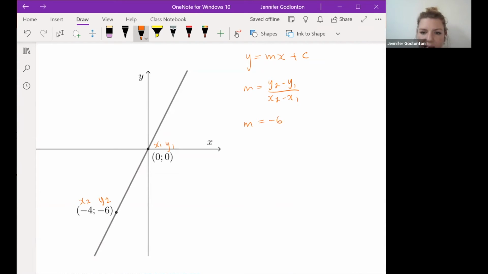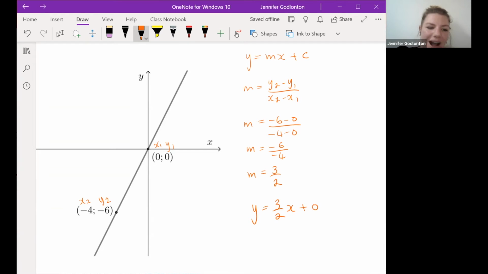Okay, I love that. -6 minus 0 over -4 minus 0. Perfect. Which gave me -6 over -4. Okay. Which gave me 3 over 2. Beautiful. And then y equals 3 over 2x plus 0. Yes, yay, you did not fall for my trap. Beautiful. Well done. Well done, Roma.